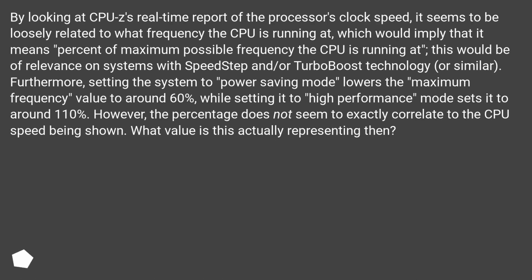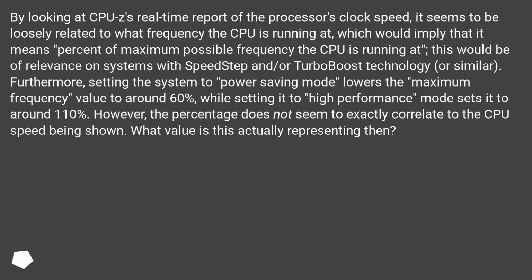By looking at CPU-Z's real-time report of the processor's clock speed, it seems to be loosely related to what frequency the CPU is running at, which would imply that it means % of maximum possible frequency the CPU is running at. This would be of relevance on systems with SpeedStep and/or Turbo Boost technology, or similar.